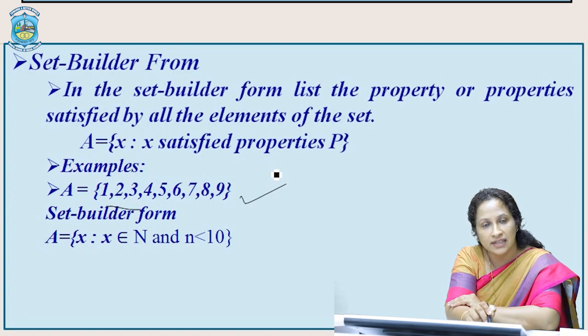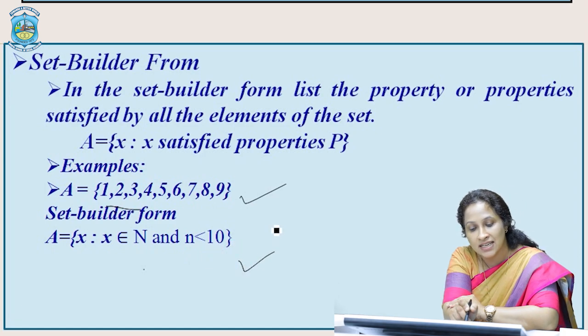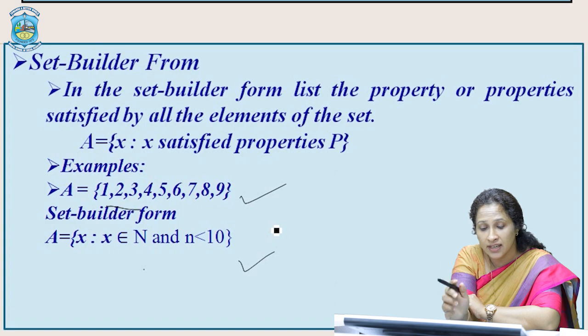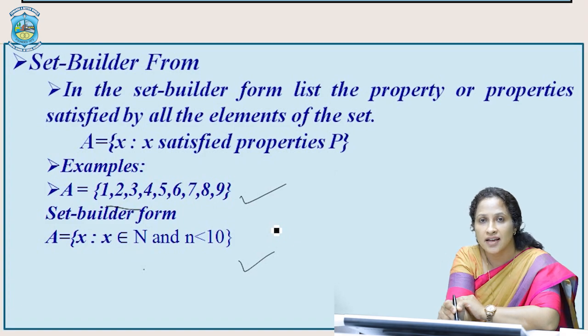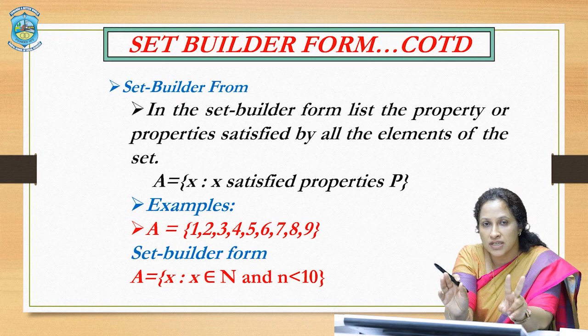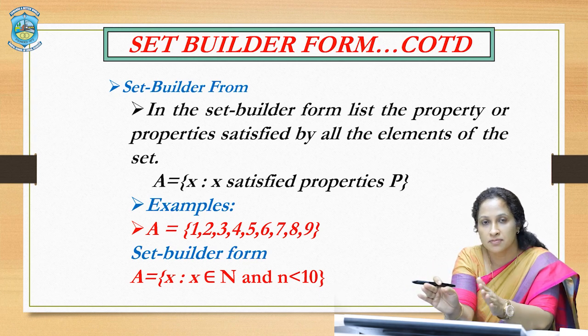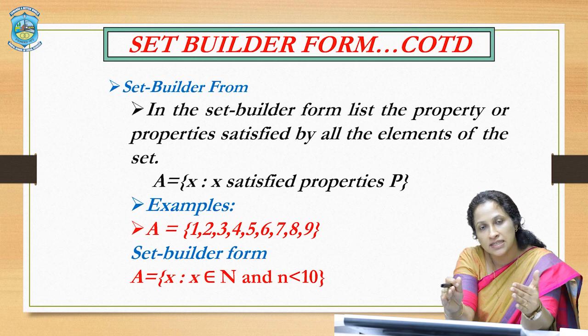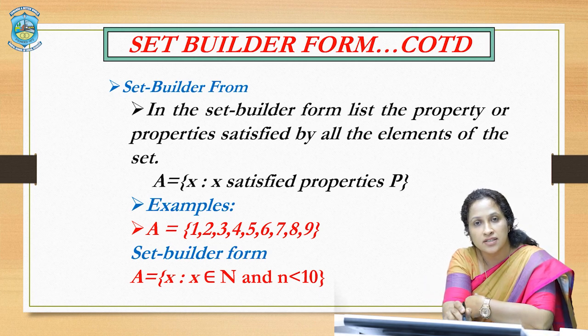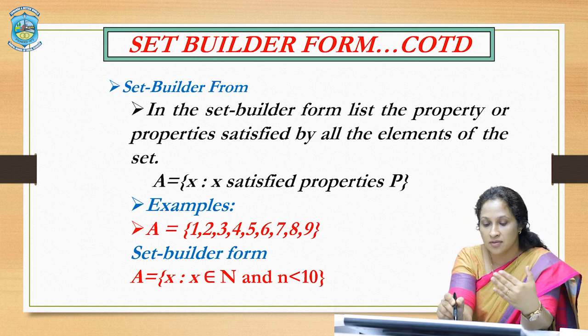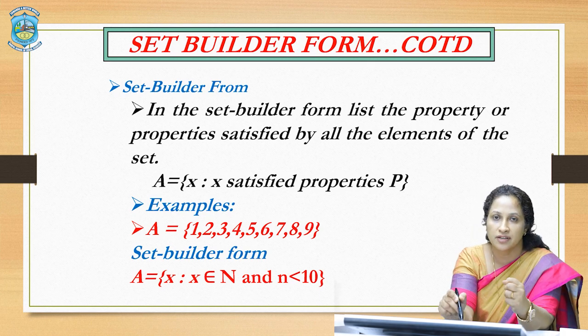So, that can be written as x such that x belongs to N. So, what is N? N is natural numbers, and such that you are demarcating N, and N is less than 10. So, two conditions apply: x has to belong to the set of natural numbers, wherein the natural number is less than 10. So, you can see the roster form is converted into the set builder form.